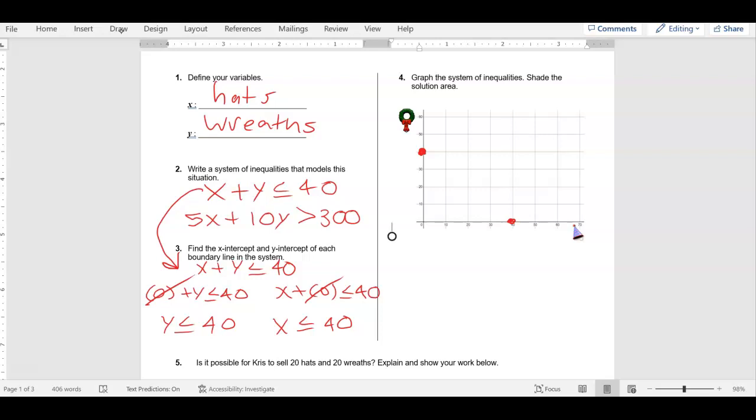Now, before you connect those with the line, we got to know what kind of line. Is it going to be dashed or solid? And are we going to shade above or below? So you tell me, looking at this inequality that's less than or equal to, is that going to be a solid or a dashed line? Underlined equals means solid. So use your ruler to make a solid line between those 2 points.